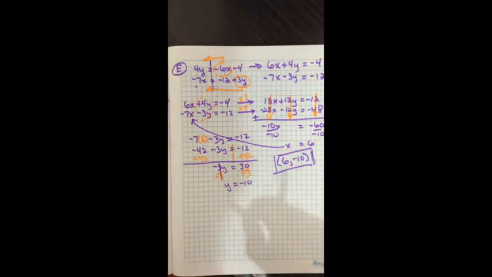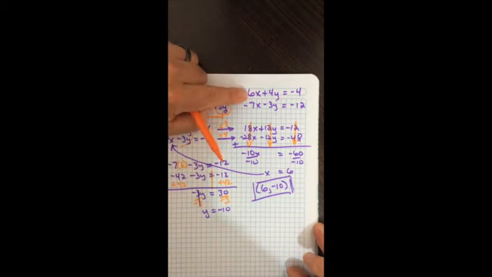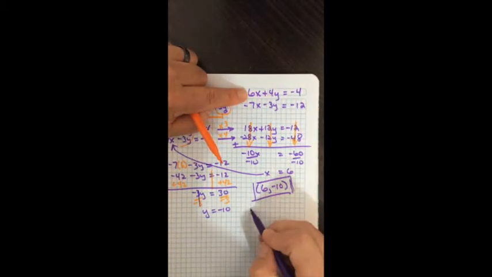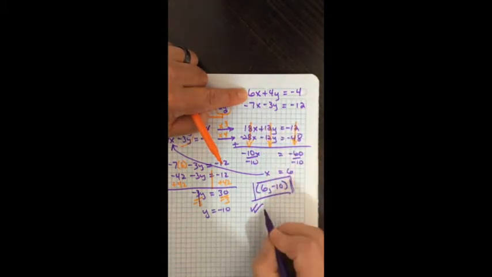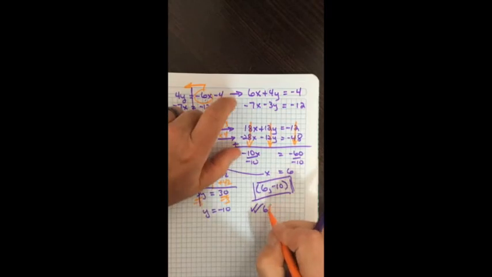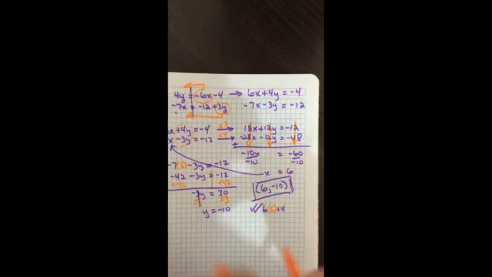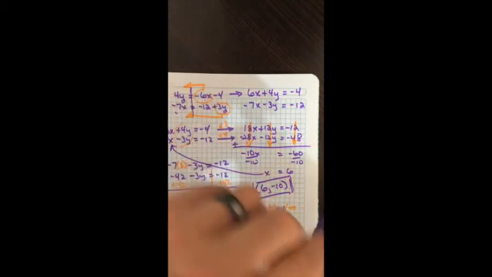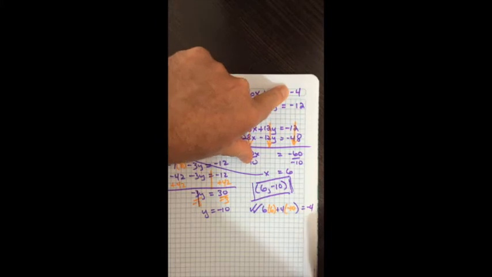Now, if you want to check that and make sure you have it right, if you're on a test or something, just go plug it back in one of these first equations, and it should make it true. If I wanted to check it, I would put the 6 where there's an x. So there I have a 6 times an x, which is another 6, plus 4 times the y, which is negative 10, and test and see if it equals negative 4. If it does, you probably have it right.